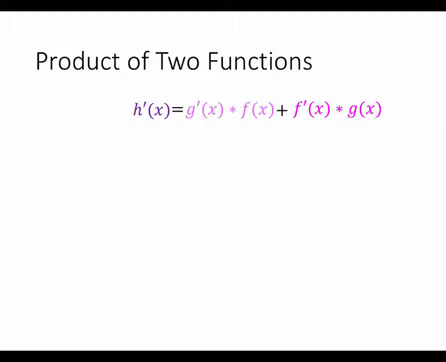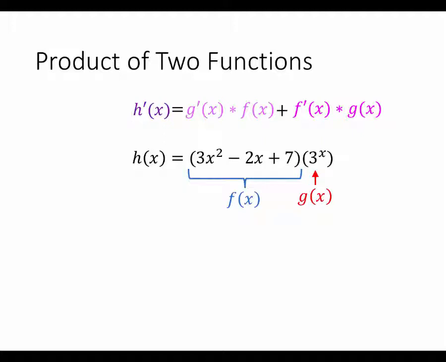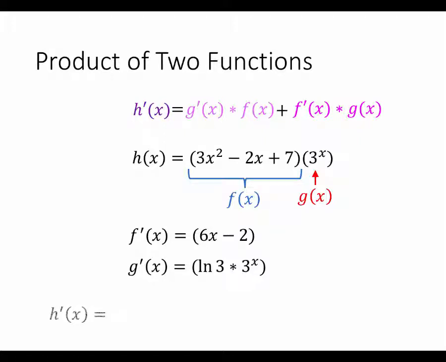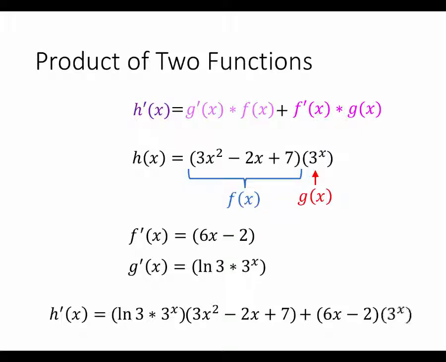So now let's go back and look at the original example. Here's the original example we saw, where we wrote h of x as the product of an f of x and a g of x. And we also previously figured out that the derivative function of f of x is 6x minus 2, and the derivative function of g of x is the natural log of 3 times 3 to the x. So we can put this all together to find that the derivative function of h of x is the derivative of g times f of x plus the derivative of f times g of x.